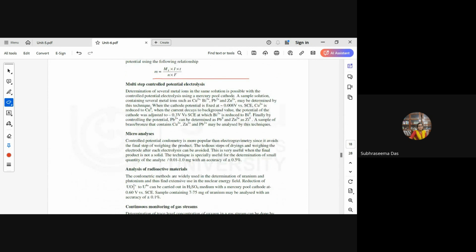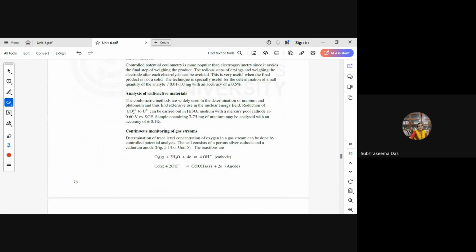Controlled potential coulometry has also been used in microanalysis. It is more popular than electrogravimetry because it avoids the final step of weighing the product, so the various steps of drying and weighing can be avoided. This technique is very accurate, even for the determination of 0.01 to 1 mg with an accuracy of plus or minus 0.5%. This has also been used for analysis of radioactive materials. The coulometric methods have been widely used in the determination of uranium and plutonium, and are widely used in radioactive analysis and nuclear chemistry.